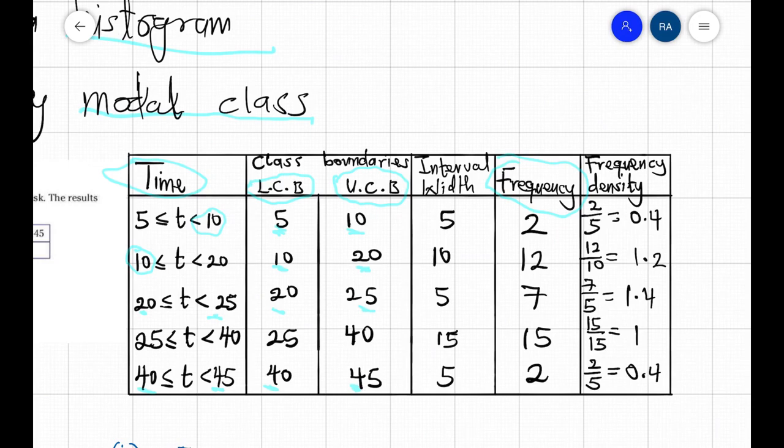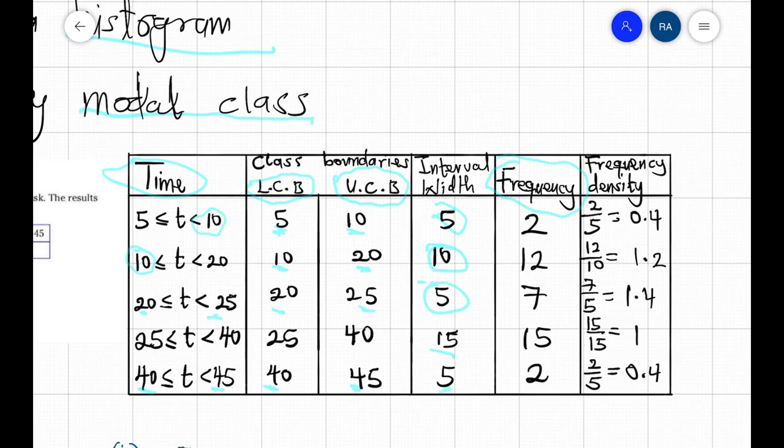The next thing you want to do is create a column for what we call the interval width. The interval width is just the difference between the upper boundary and the lower boundary. So for this one, 10 minus 5 will give you 5. 20 minus 10 will give you 10. Then we have 25 less 20 giving you 5. Same thing, 40 less 25 is 15. Then 45 less 40 gives you 5.